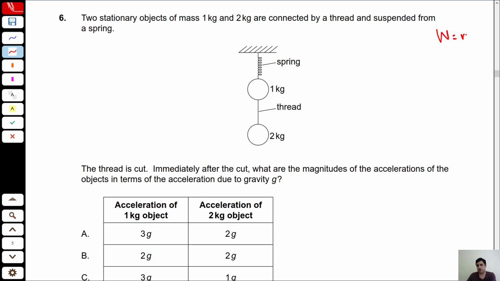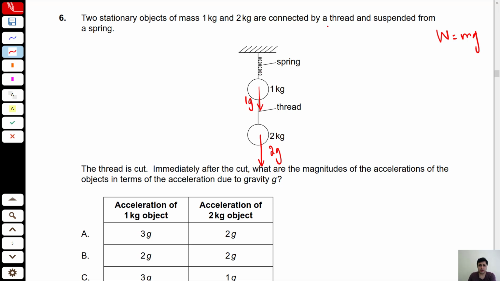So the weight is actually equal to mass times gravity. If you look at this 1 kg, on this 1 kg there is a g force of 1, mass is 1, and g we will leave as it is, so it's going to be 1g. If you look at this 2 kg, the g force acting downward is 2g, right? Mass is 2 and g is as it is, so keep it as it is.